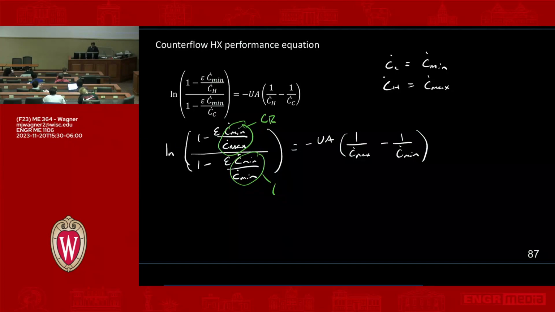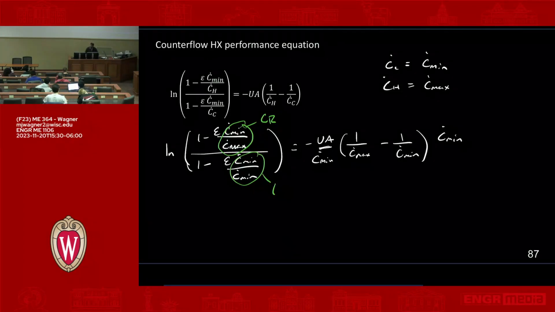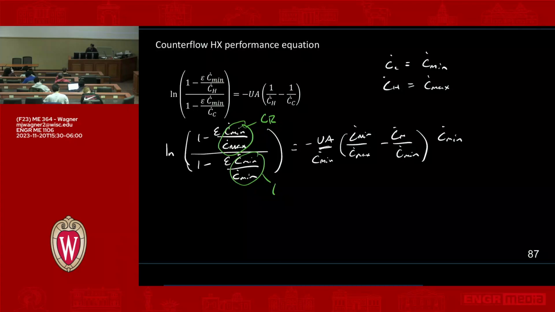Let's take the right-hand side and multiply everything by C dot min divided by C dot min. So UA becomes UA over C dot min. Get rid of this C dot min. And then let's distribute the C dot min through this part in here. So C dot min, C dot min.